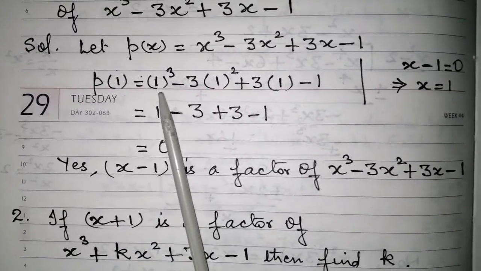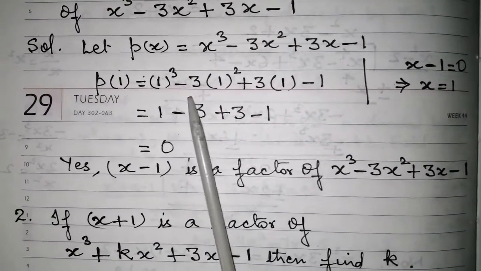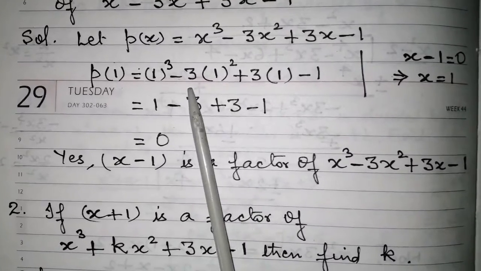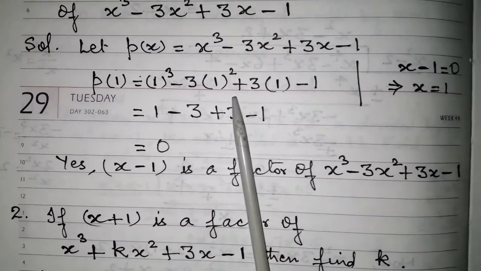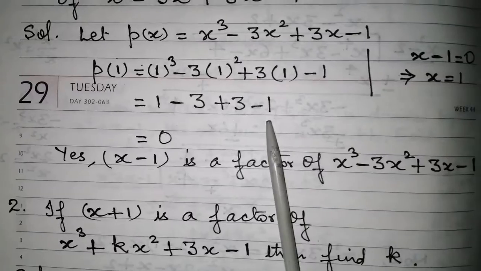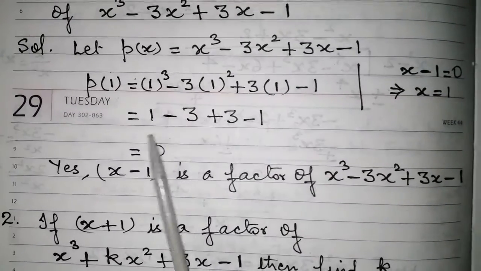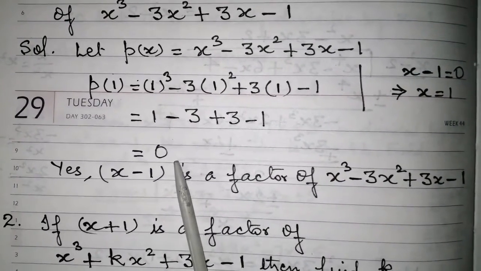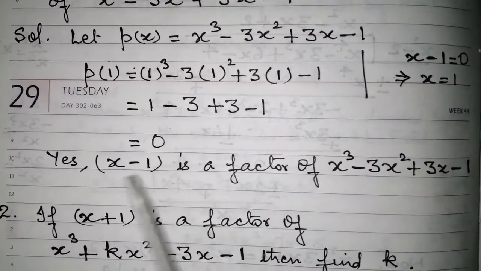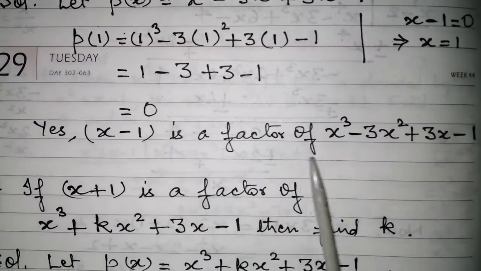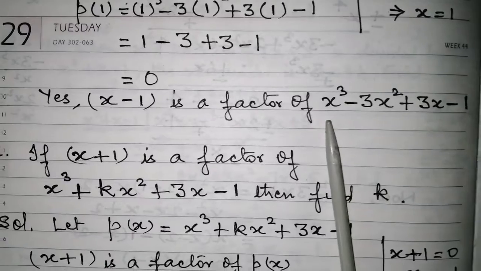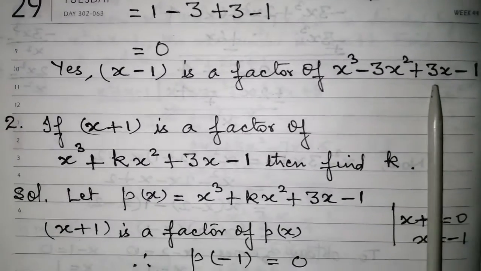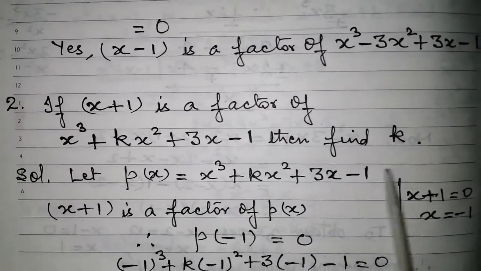Right? Simplify. Cube of 1 will be 1. Then square of 1 is 1, so minus 3 into 1 is minus 3. Then plus 3 ones are 3, and minus 1 as it is. Now they get cancelled, so the remainder comes to be 0. Thus you can say yes, x minus 1 is a factor of the given polynomial, that is x cube minus 3x square plus 3x minus 1.